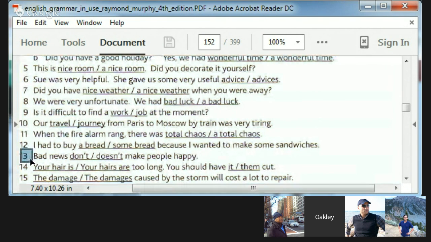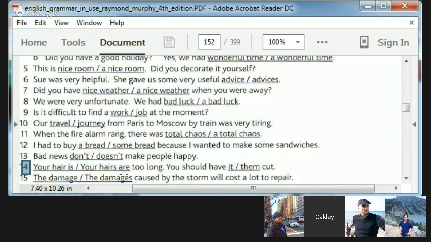Hogan, number 13. Okay. Bad news doesn't make people happy. Very good. Now we're getting into the aspect of how to use uncountable nouns as subject nouns. Water isn't. It's always singular, okay? Uncountable nouns as the subject are always considered to be singular. You cannot say water are, bad news are, advice are. It's always advice is. His advice is good. Uncountable nouns are considered singular nouns.